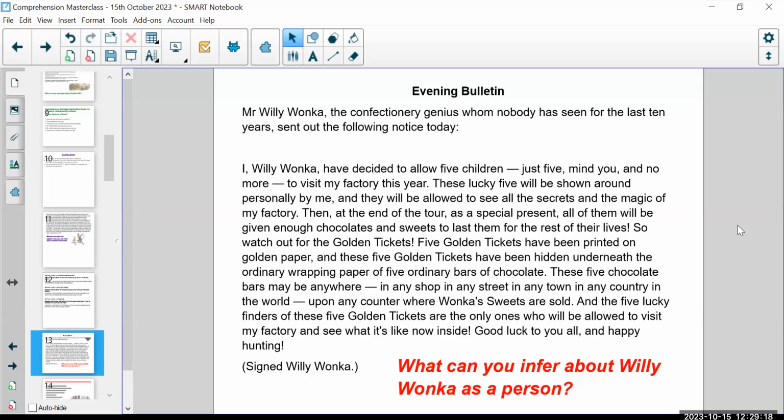These five chocolate bars may be anywhere, in any shop, in any street, in any town, in any country in the world, upon any counter where Wonka sweets are sold. And the five lucky finders of these five golden tickets are the only ones who will be allowed to visit my factory and see what it's like now inside. Good luck to you all and happy hunting.